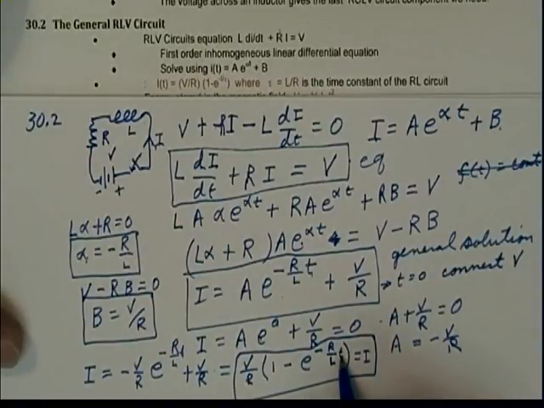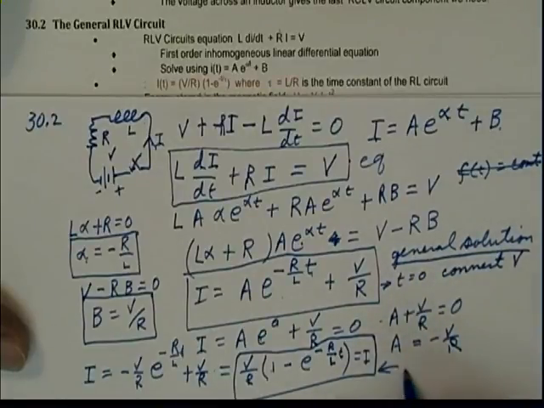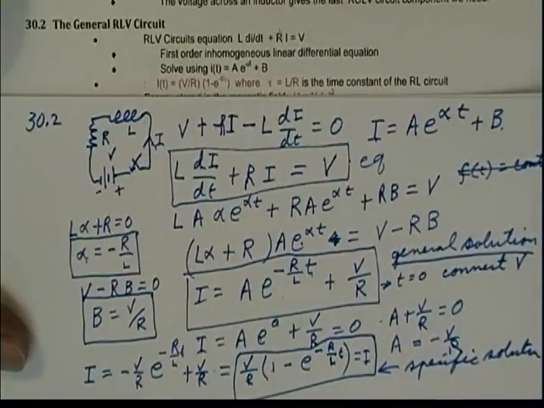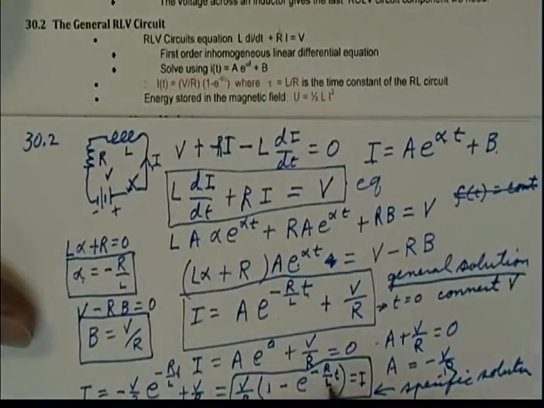And you can see that when t is equal to 0, sure enough, this becomes 1. 1 minus 1 is 0, and so our current does start out correctly. And that's the condition that we had to satisfy. Whereas this is called the general solution. This is called the specific solution. And of course we could substitute any of the numbers in here.